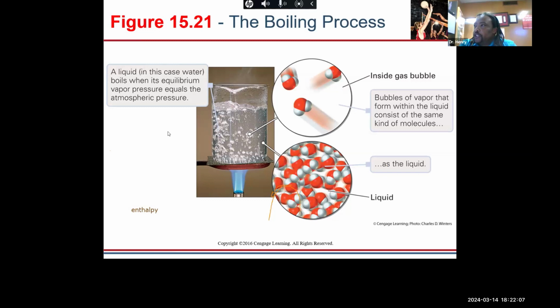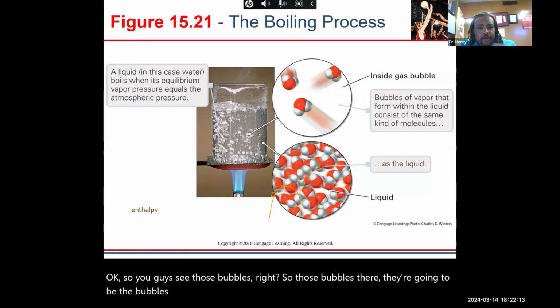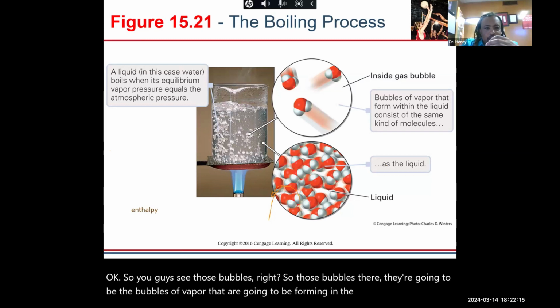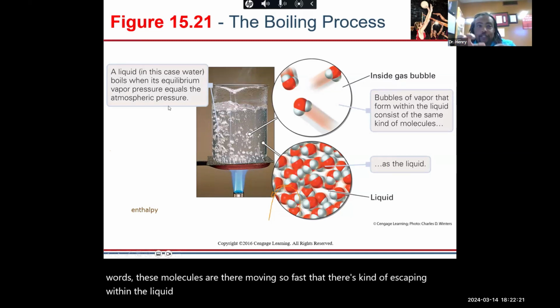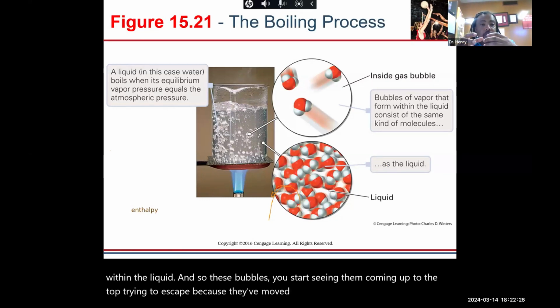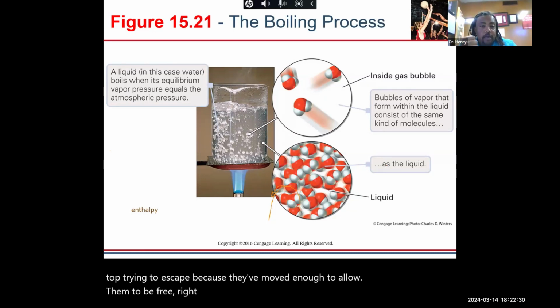Okay, so you guys see those bubbles, right? Those bubbles are going to be the bubbles of vapor forming in the liquid. In other words, these molecules are moving so fast that they're escaping within the liquid. And so these bubbles, you start seeing them coming up to the top trying to escape because they've moved enough to allow them to be free. And so you're freeing those molecules by heating them up.